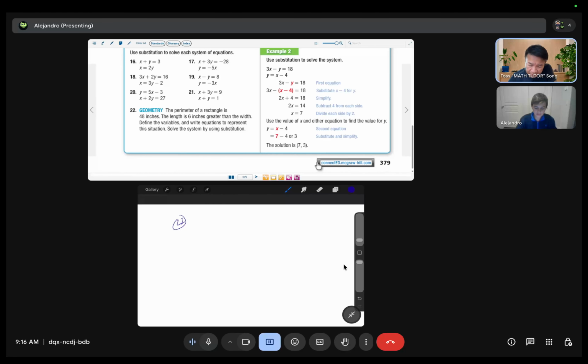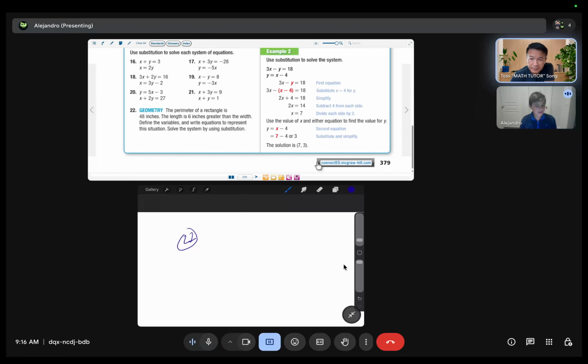Perimeter of a rectangle is 48 inches. The length is 6 inches greater than the width. Okay, try again. Remember that printed handout sheet, that thing that we went over? Same idea, same type of problems. Go for it. How would you write the first equation? Perimeter of a rectangle is 48 inches. Okay. First equation.